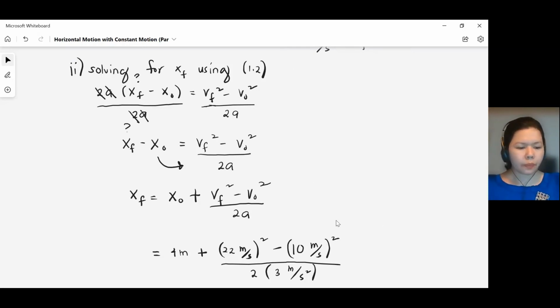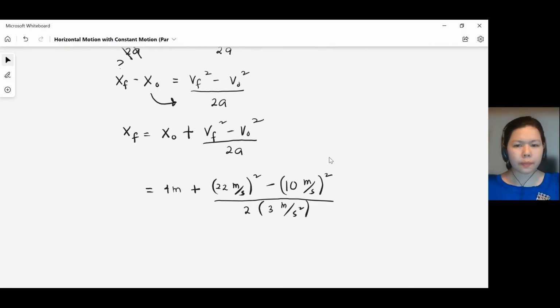Now try executing the numerator of our fraction and the denominator. We copy first 4 meters plus 22 squared minus 10 squared. We should get a value there of 384. That's meters squared over second squared, over 2 times 3, that's 6 meters per second squared.